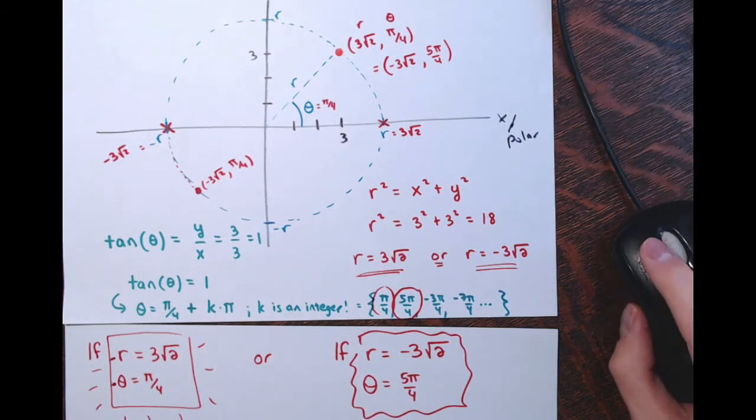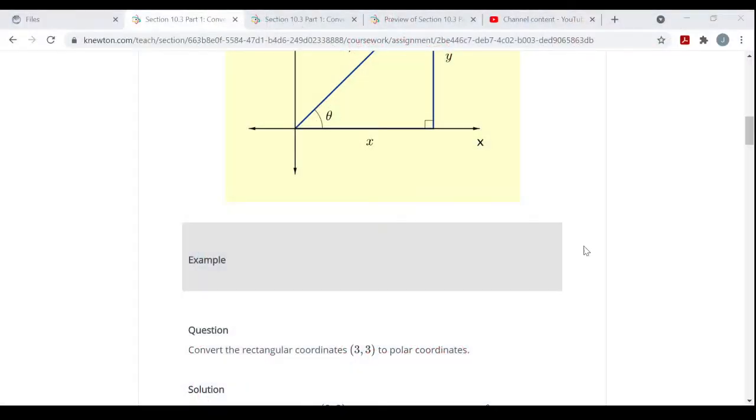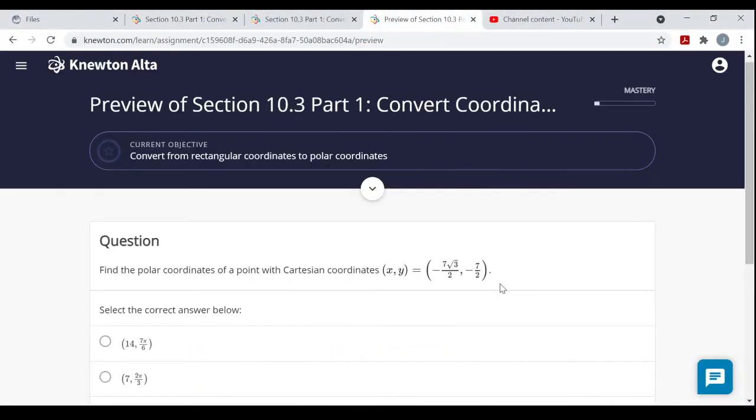So let's go to our problem now. All right, I'm going to go to this problem and do the same thing. So this one's a little harder to draw, because 3, 3 was easy, right? I know where 3 on the x is, I know where 3 on the y is. Now you could do a rough sketch of this, but we're asked to find the polar coordinates of a point with these Cartesian coordinates. Cartesian again means rectangular. These are the usual coordinates you're used to, and they're telling you right here it's an x coordinate and a y coordinate.